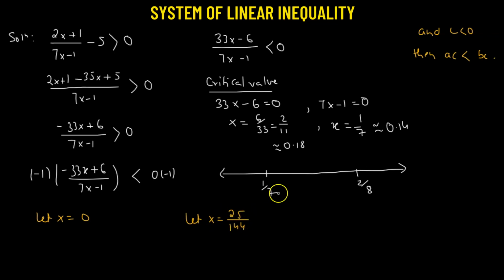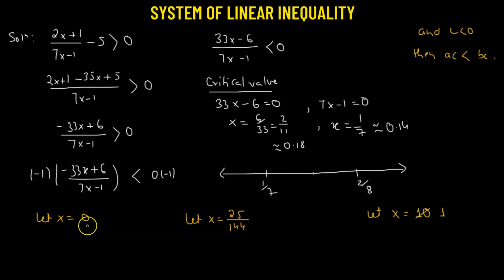To find this value, all we have to do is add 1 over 7 and 2 over 11 and divide by 2. This gives us a value exactly between them, which is 25 over 144. And we'll consider a third number, which is greater than 2 over 11. Let's take 10, or we can even take 1. So we will consider x equal to 1. That will help our calculation.